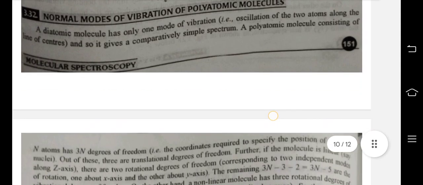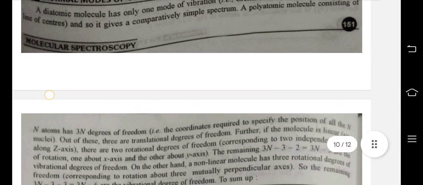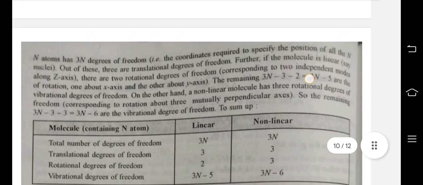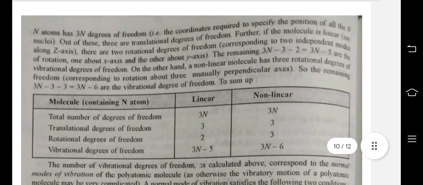Next topic is normal modes of vibration of polyatomic molecules. A diatomic molecule has only one mode of vibration, that is oscillation of the two atoms along the line of centers, and so it gives a comparatively simple spectrum. A polyatomic molecule consisting of n atoms has 3n degrees of freedom, that is the coordinates required to specify the position of all the n nuclei.